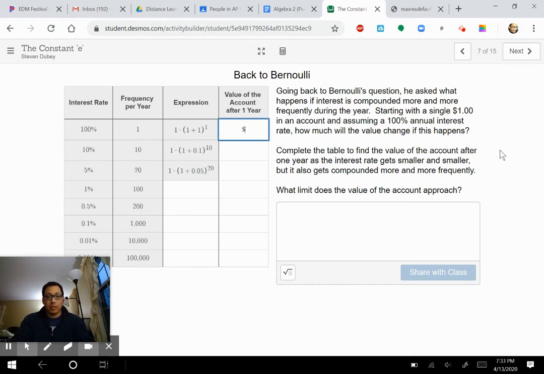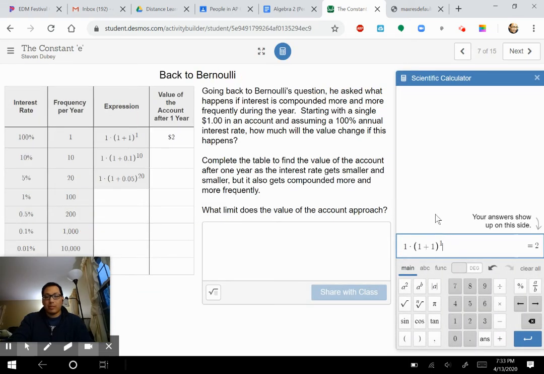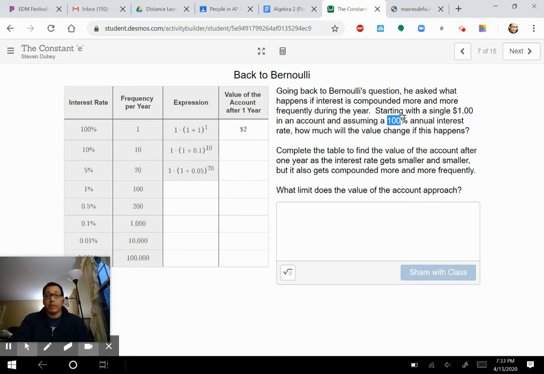Well, it's $2. You can plug this into a calculator, but you get dollars, right? Because we're starting with $1. It's happening once a year. It's increasing by 100%.